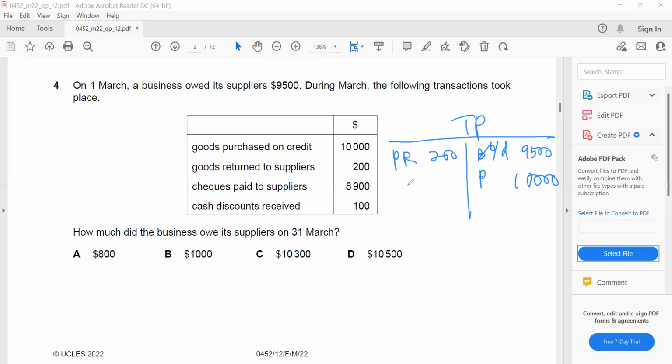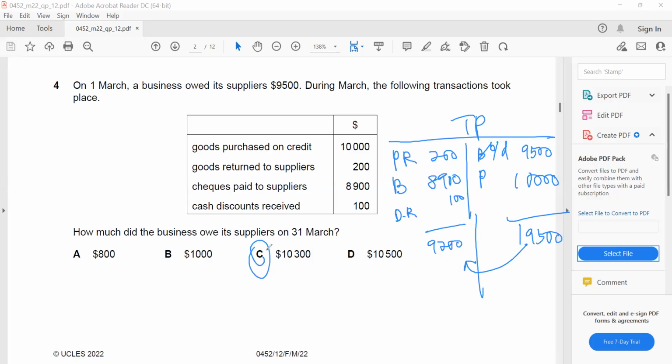Cheque paid to the supplier, this is bank 8,900. Cash discount received 100, so this is discount received 100. So take the debit and credit, see how much is owing. This one is 19,500, whereas this one is 200 plus 9,000, which is 9,200. So take this minus this. So it's 10,300. Okay, now next.